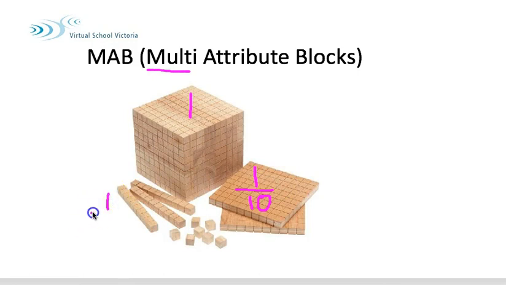What would these be? These would be 100th, because I need 100 of those to make one of those. And these would be 1,000. And you can see how small a 1,000 is, because I need 1,000 to make one of those. And it also can be 0.1, 0.01, and 0.001. So that is how multi-attribute blocks can be used.